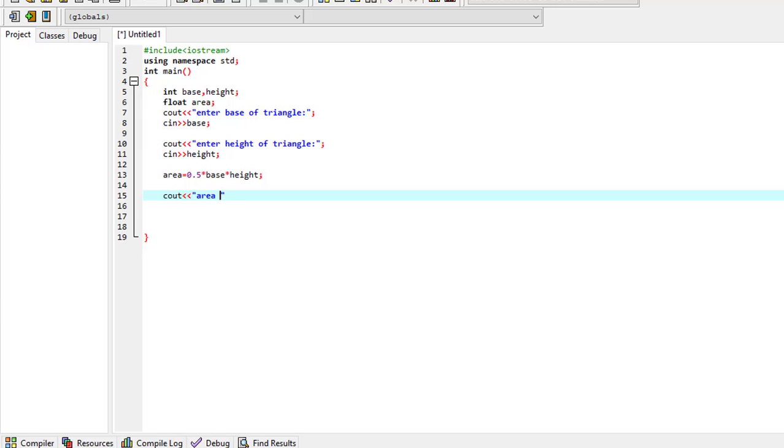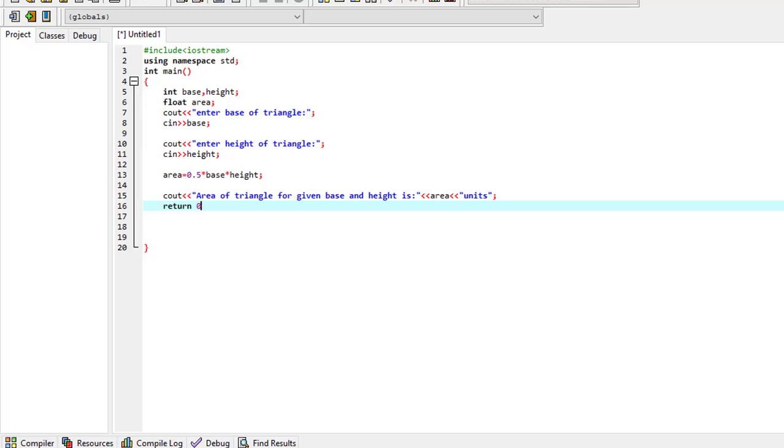"Area of triangle for given base and height is". Okay, and here we output the area and here we write units. Okay, and after that we write here return 0. So this is our program to calculate the area of a triangle.